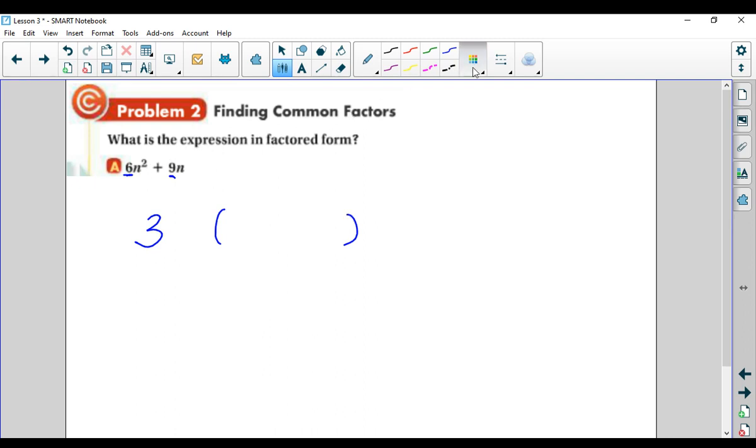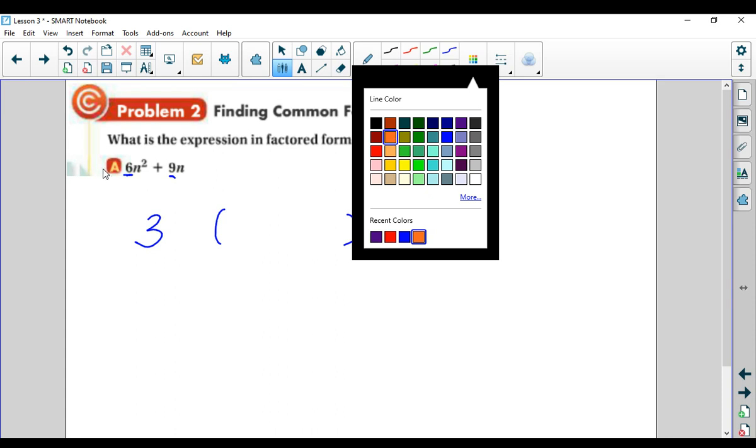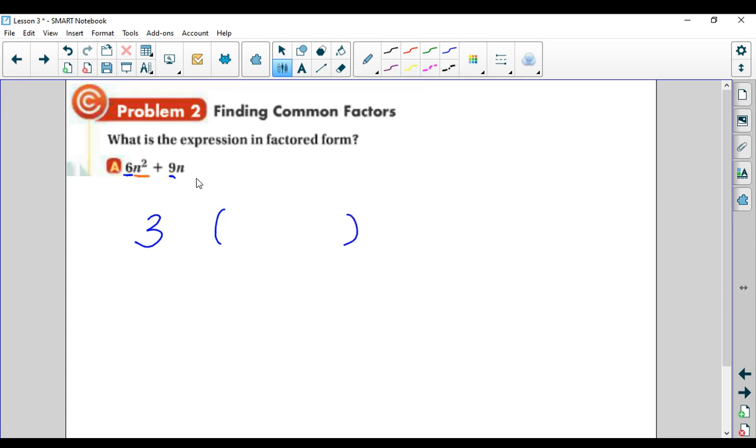Now, the variables are a little bit different. You don't look at them like what is divisible by, even though that's what you are, but you don't. This has 2 n's because it has n squared. This has 1 n. They have 1 n in common because if somebody has $2 and somebody has $1, they only have $1 in common. So that's where that n's coming from. And so what you're going to do is divide by 3n because that is my GCF.